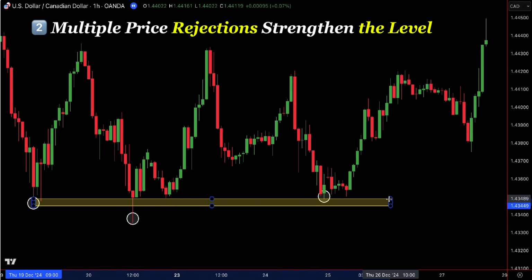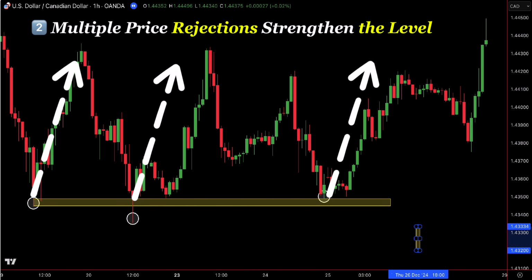In the chart example, price tested the same level 3 times and rejected it every time. This tells us traders are actively responding to that zone. Institutions may be defending it. The probability of future reactions increases. When price repeatedly refuses to break a level, it becomes a high-quality support or resistance zone.